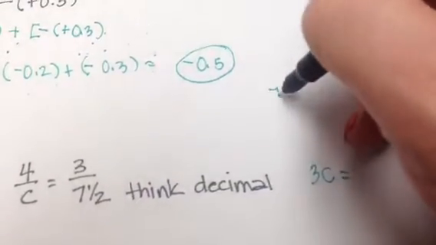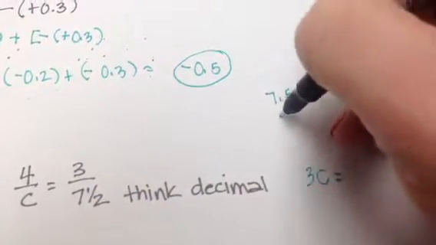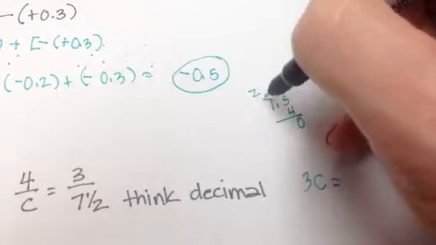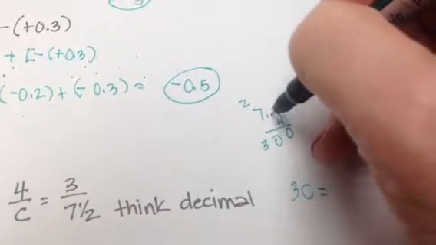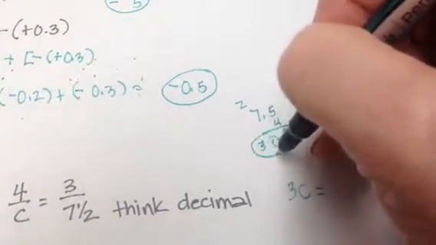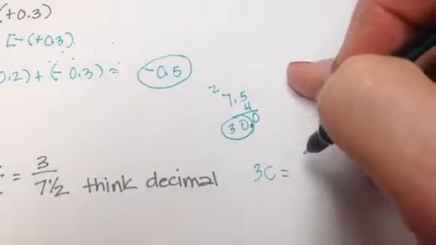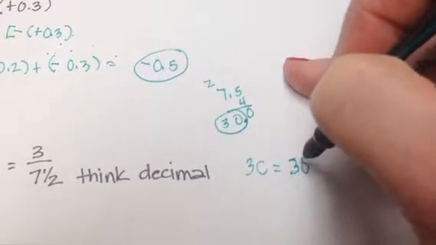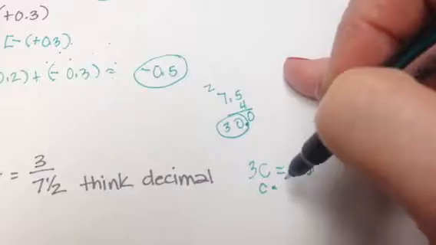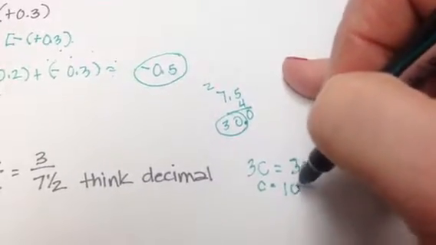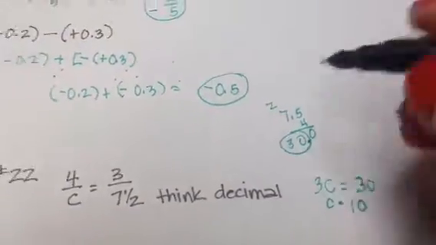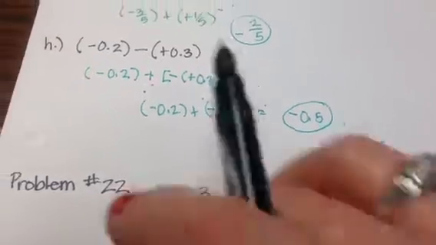I don't know, let's do it over here. 7.5 times 4, 20, 30, and we go over 1, so it really is 30, look at that. So 3c equals 30. What does c equal then? Well, 3 goes into 30 how many times? 10. See, that was easy. You just need to think of that as a decimal.